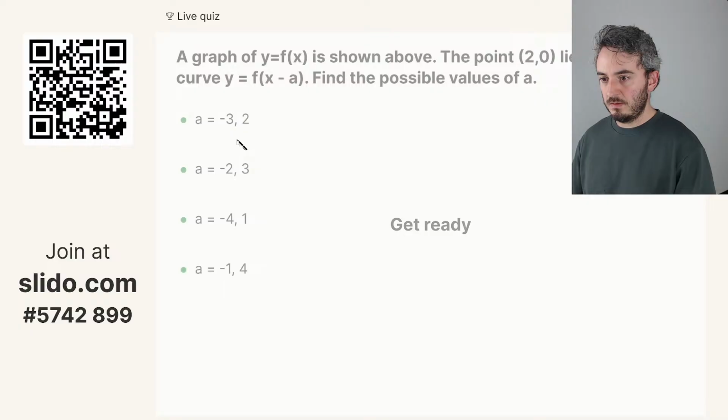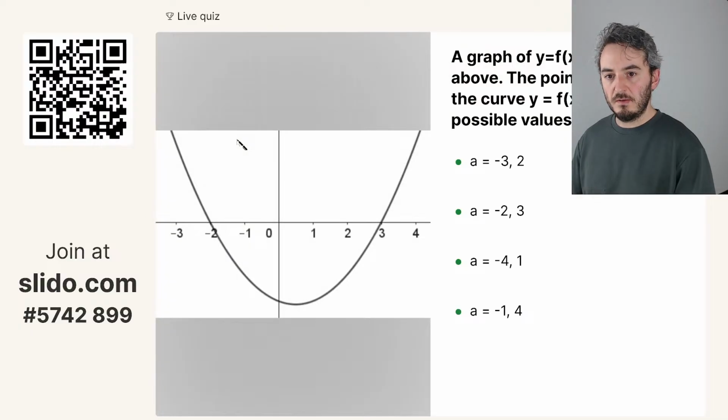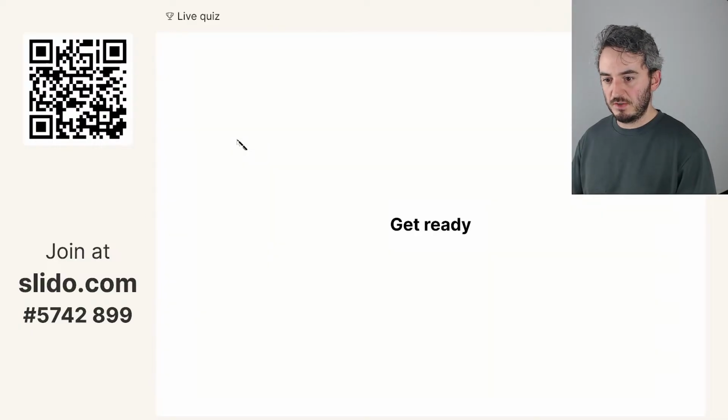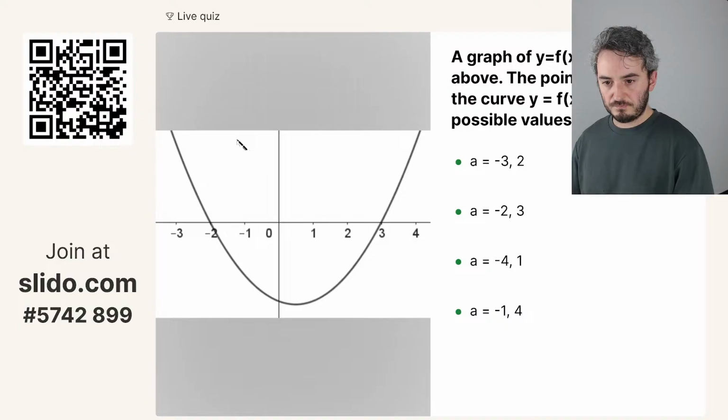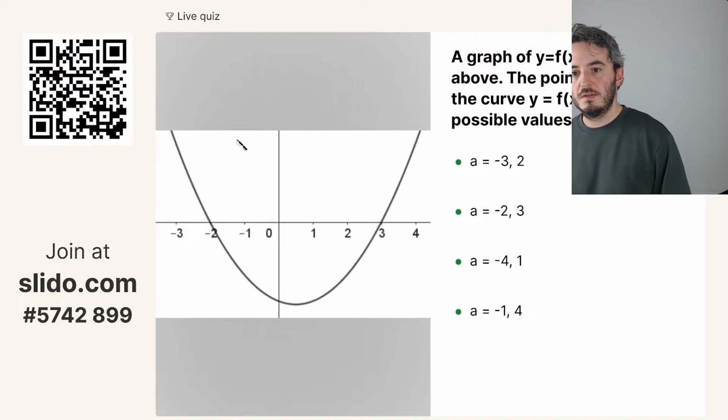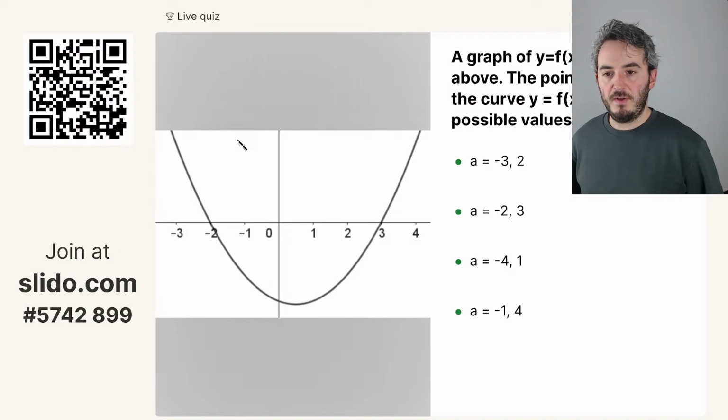Have a go at this last quiz actually. A graph of y equals f of x is shown above. The point 2, 0 lies on the curve y equals f of x minus a. Find the possible values of a.